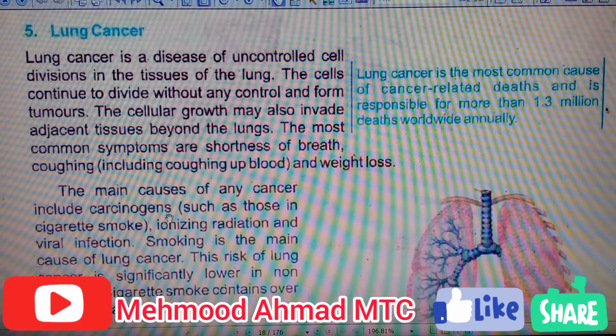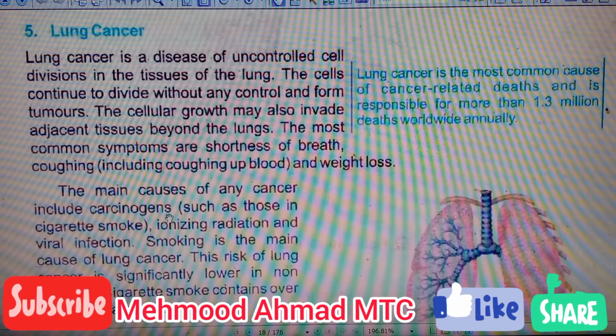Students, the fifth disease or disorder is lung cancer. Lung cancer is a disease of uncontrolled cell divisions in the tissues of the lung. The cells continue to divide without any control and form tumors. The cellular growth may also invade adjacent tissues beyond the lungs. The most common symptoms are shortness of breath, coughing, including coughing up blood, and weight loss.